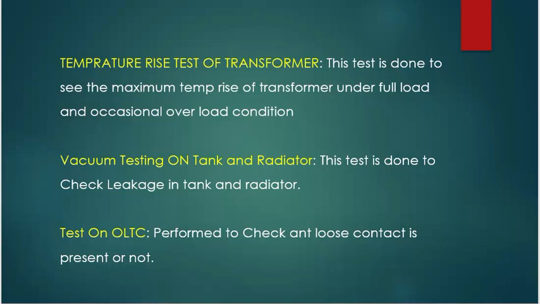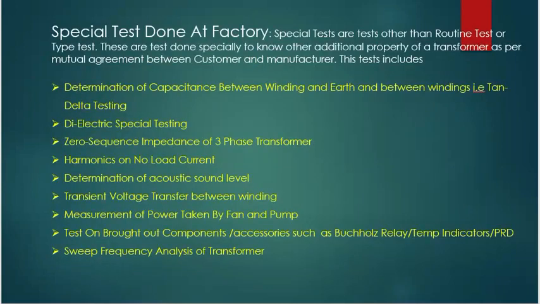Now all the type testing procedures and routine testing procedures have been described. We will now describe the special testing of transformer. The special testing of transformer is the testing that is agreed between the customer and the manufacturer of transformer. The first testing is the determination of capacitance between winding and earth and between the windings. This is tan delta test.